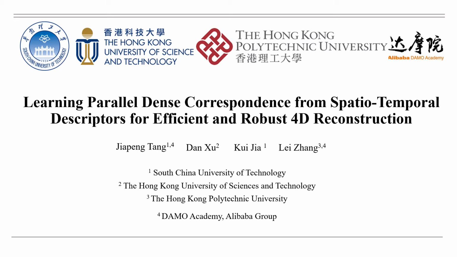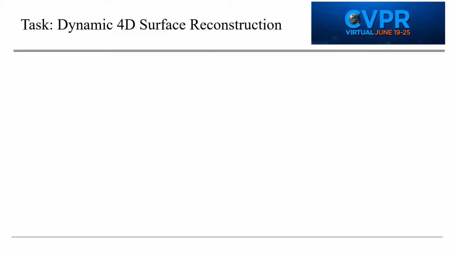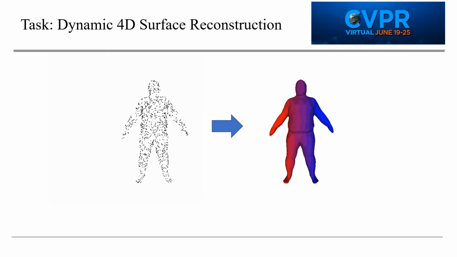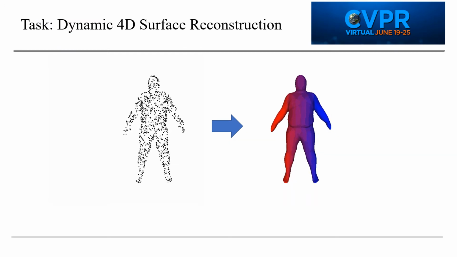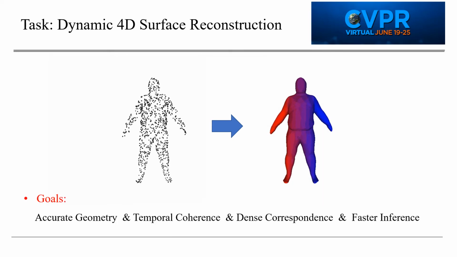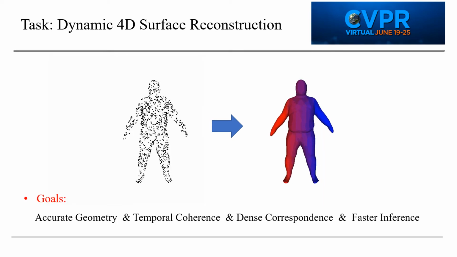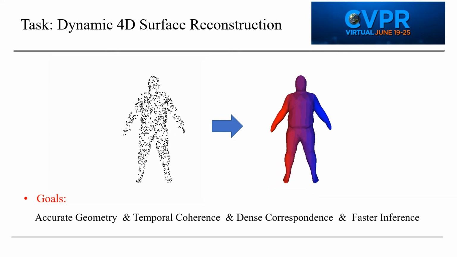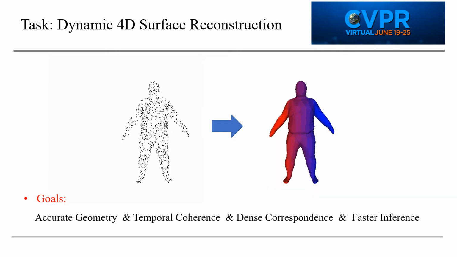In this work, we introduce a novel framework for robust and efficient 4D shape reconstruction by learning parallel dense correspondence from spatio-temporal descriptors. Given a sequence of 3D point clouds sampled in space and time, our goal is to reconstruct time-varying surface meshes with accurate geometry, temporal coherence, dense correspondence, and faster inference.